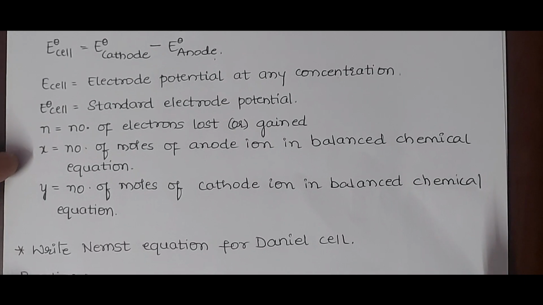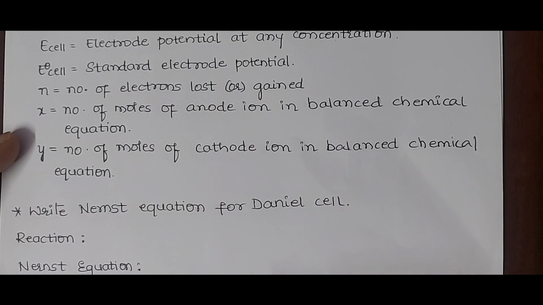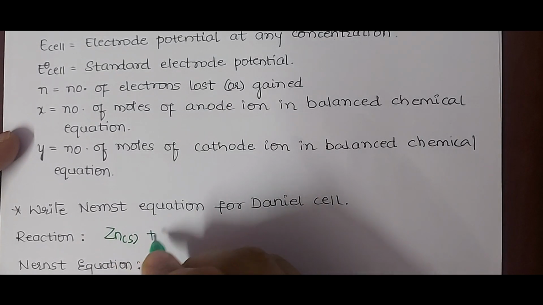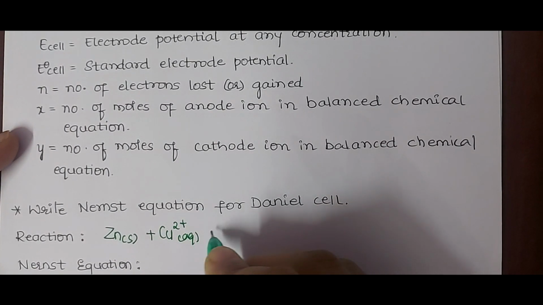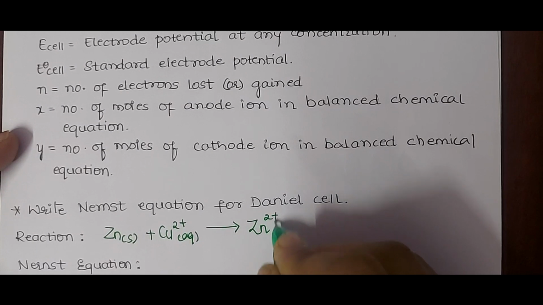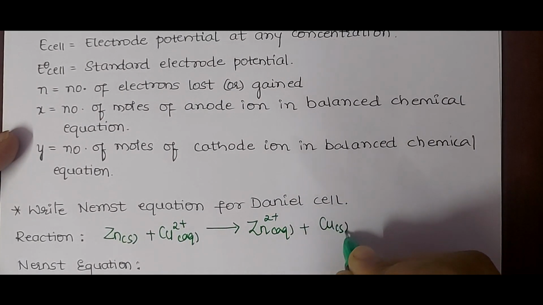So we'll go with the next question given here. Write Nernst equation for Daniell cell. You should know that in Daniell cell, zinc is anode and copper is cathode. At anode, always oxidation reaction occurs. So the overall reaction we can represent as zinc in solid state plus copper ion in aqueous state results in the formation of zinc ion in aqueous state plus copper in solid state.